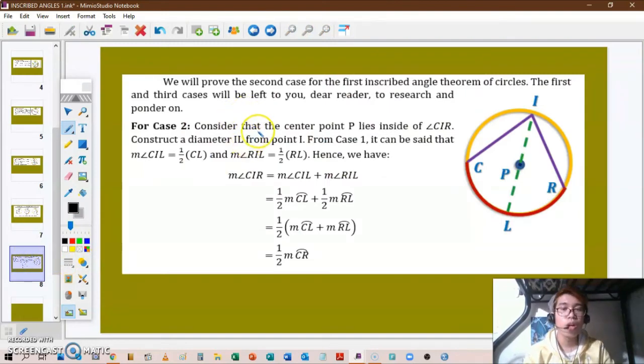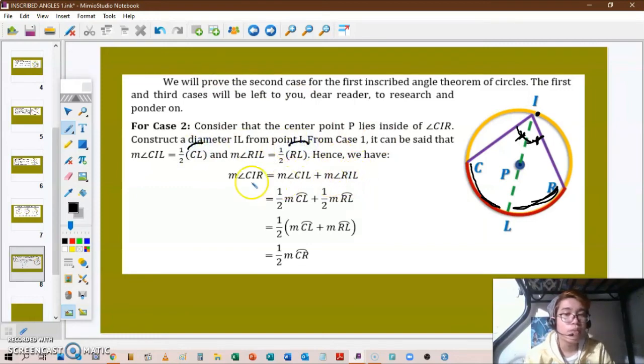For case 2, consider that the center point P lies on angle CIR. Construct a diameter IL from point I to L. From case 1, it can be said that the measurement of angle CIL is 1/2 of arc CL. And angle RIL measures 1/2 of arc RL. So we have here arc CL and arc RL.